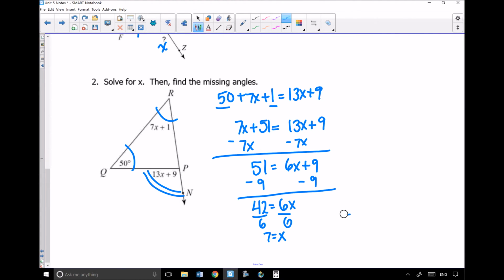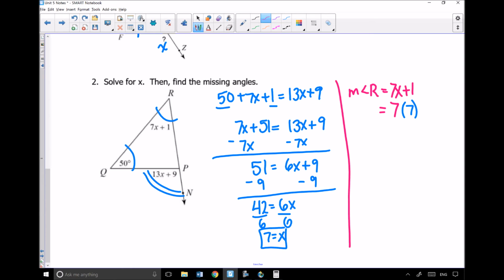Well, now that I know that x is 7 right here, I can use that information to figure out how big each angle is. So the first angle that I need to figure out is angle R right here. So I'm going to say right here, the measurement of angle R, and it's really important that you say the measurement right here because we're talking about how big it is. And we know that in terms of x, it's 7x plus 1. Well, we also know that x is 7. So I'm going to do 7 times 7 plus 1. So I'm going to say 49 plus 1. So I should end up getting 50. So I know that the measure of angle R should equal 50, okay?